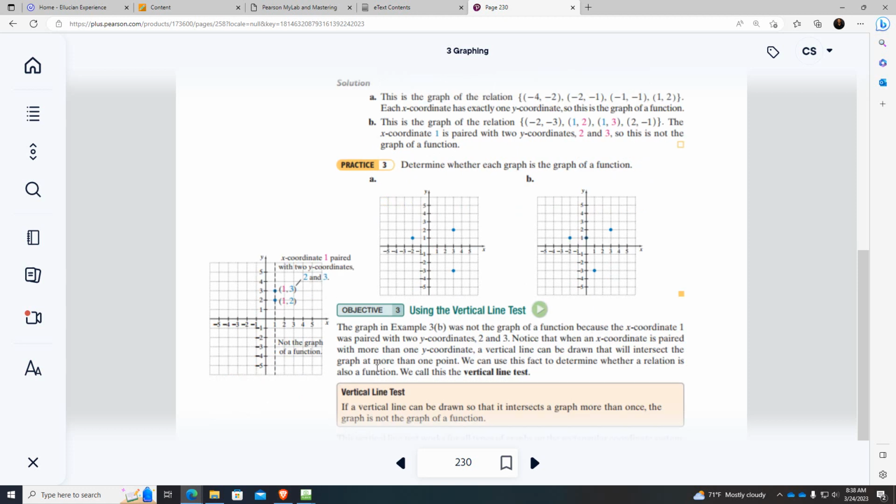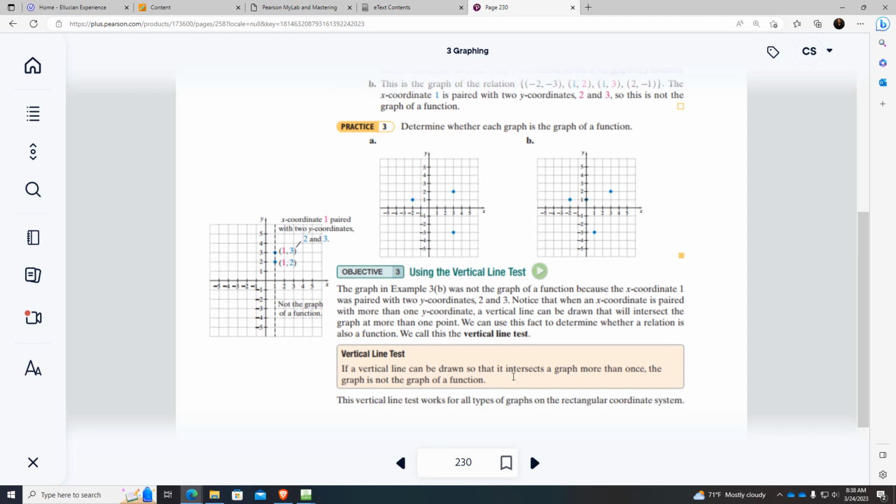You also have the vertical line test. This is pretty much the same thing. The x value cannot repeat. So what we do is we do a graph and we draw vertical lines anywhere on the graph, and if it intersects a graph more than once, the graph is not a function. So with a scatter plot, if I was to draw a line through this blue dot, it would only cross one dot. If I drew a line through 3, it would cross 2 dots.